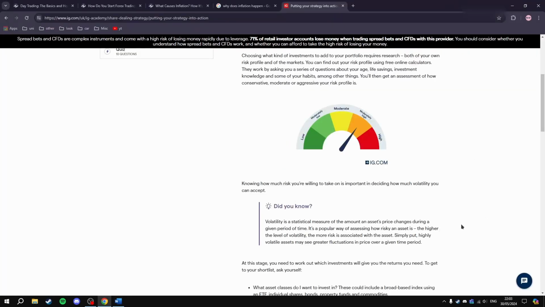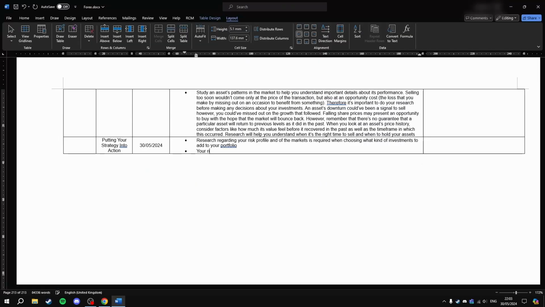You can find out your risk profile using free online calculators. They work by asking you a series of questions about your age, life savings, investment knowledge, and some of your habits, among other things. You'll then get an assessment of how conservative, moderate, or aggressive your risk profile is.